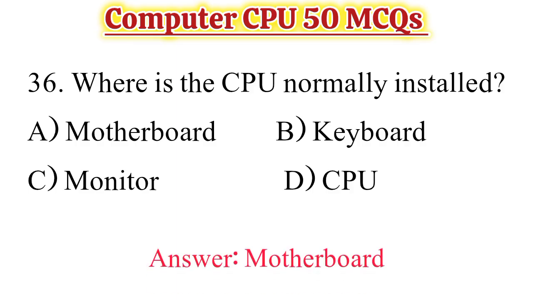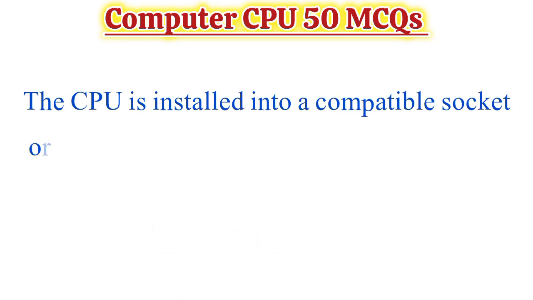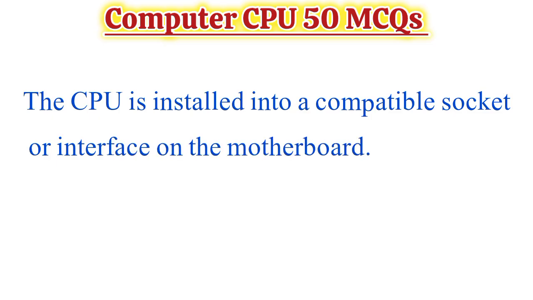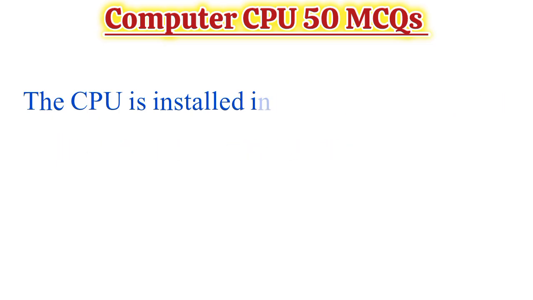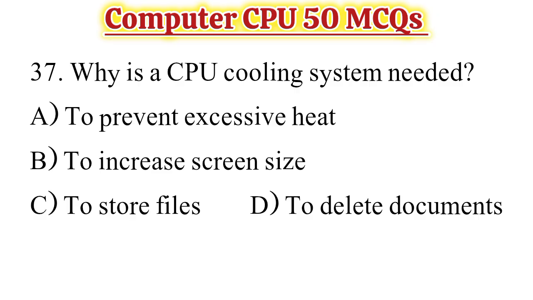Answer: motherboard. The CPU is installed into a compatible socket or interface on the motherboard. 37. Why is a CPU cooling system needed? A. To prevent excessive heat. B. To increase screen size. C. To store files. D. To delete documents.